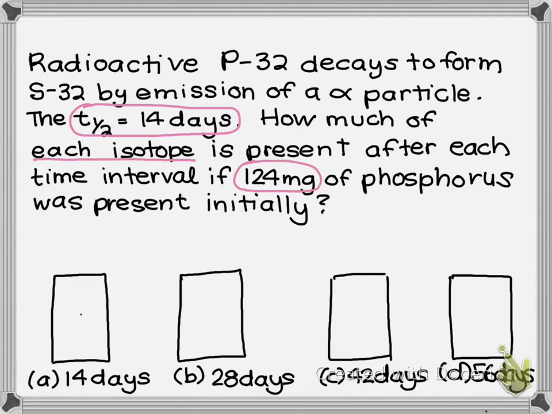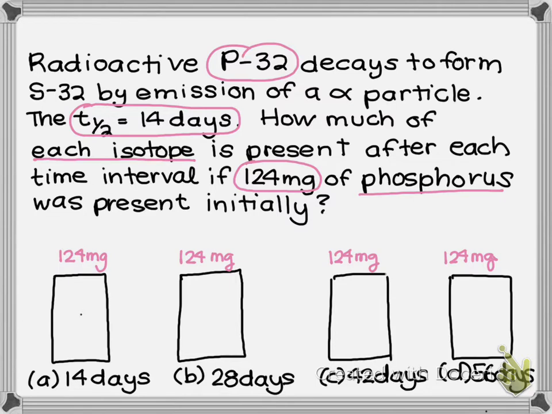So what we need to remember is that during a radioactive decay, the sample is not disappearing. In fact, the total amount of sample will be the same. What is changing is the amount or ratio of each of the two different isotopes. So when we start out, we have this phosphorus-32.